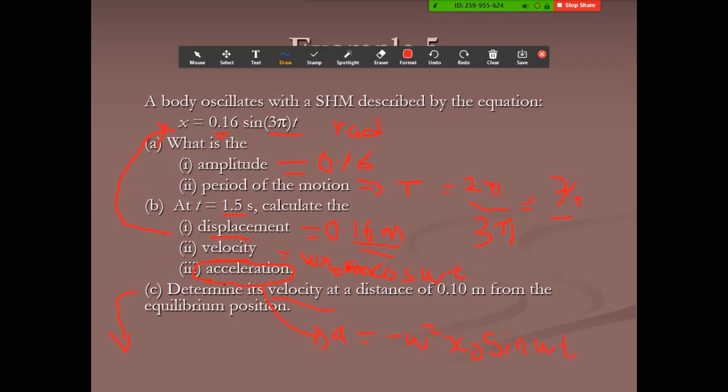Determine the velocity when the displacement is 0.1. So v of t or v of x to be used? v of x, velocity as a function of displacement. There is only one formula: omega times the square root of x naught squared minus x squared. Sorry, I made a mistake. For x naught you put 0.16, and for x you put 0.1. You get the answer in meters per second. The last part is something new: displacement.